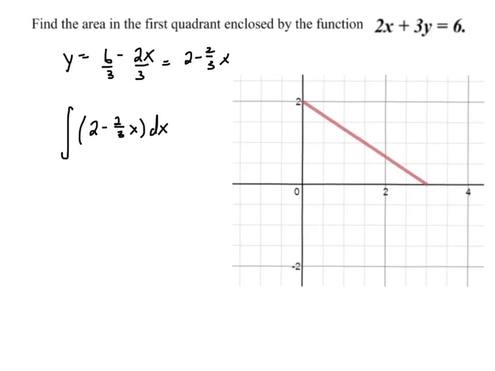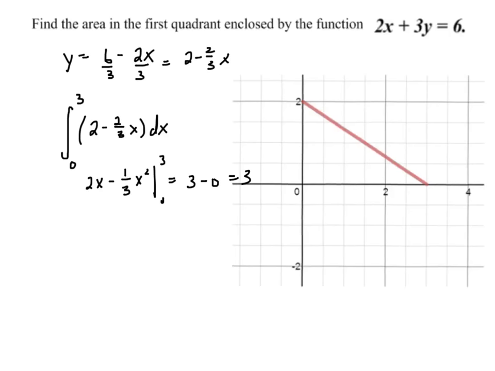And because I'm doing this with respect to x, the bounds would be 0 and 3. Okay, so then I would do the antiderivative. Evaluate at 3 and 0. I plug in 3, I would get 6 minus 3, which is 3. Plug in 0, I get 0. So the area is 3.